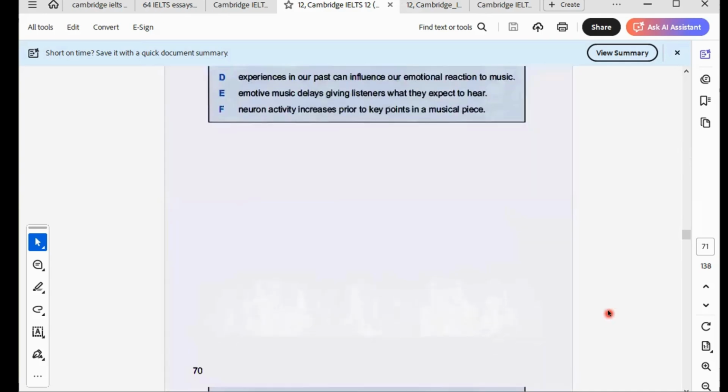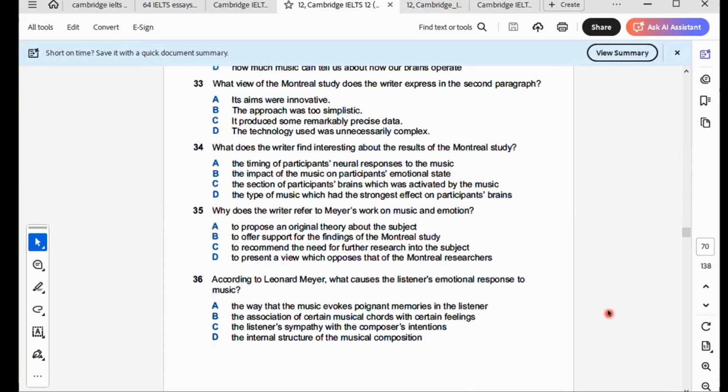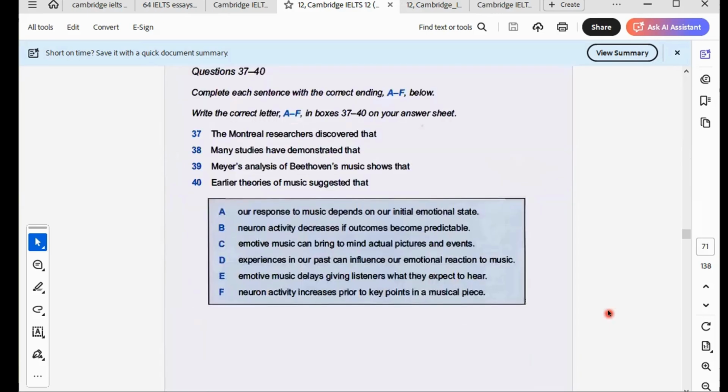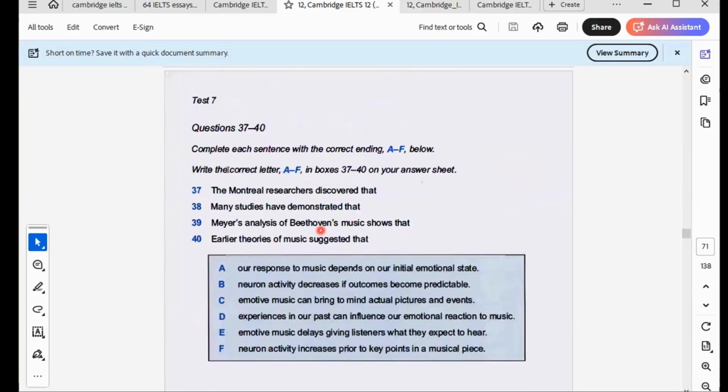Okay, let me look at this one here. Remember I talked about matching sentence endings. This is what we call matching sentence endings. The question says, complete each sentence with the correct ending. This question type is not likely you will see in IELTS General. It's more common in IELTS Academic than in IELTS General. I've never seen this particular question type in IELTS General before, but I've seen it show up a lot in IELTS Academic.